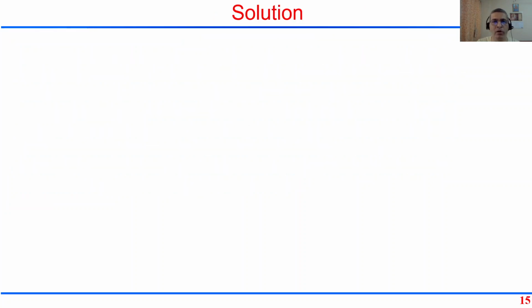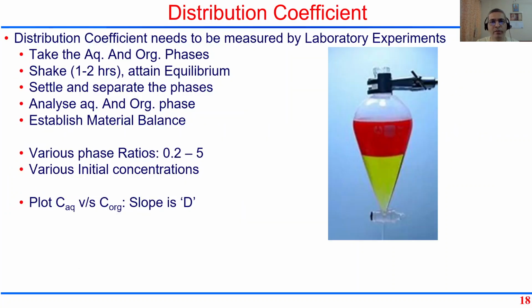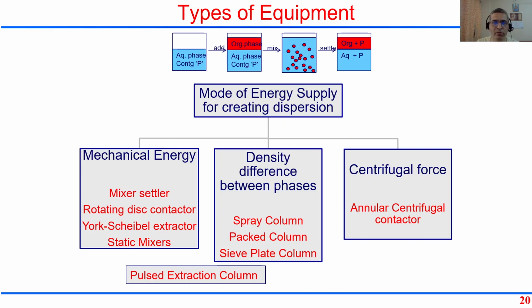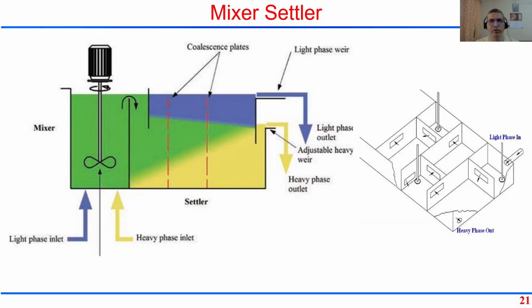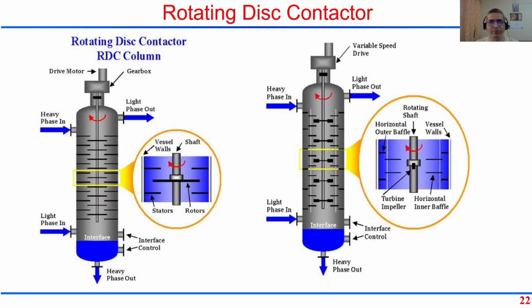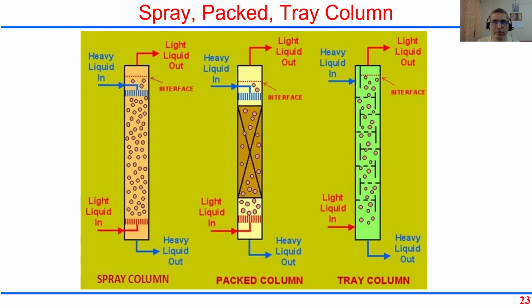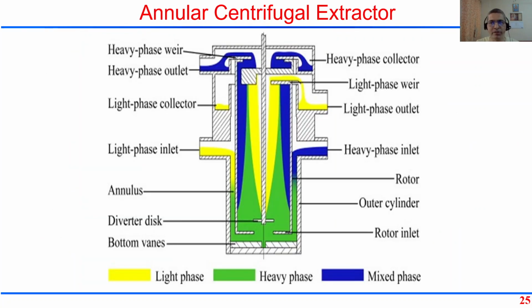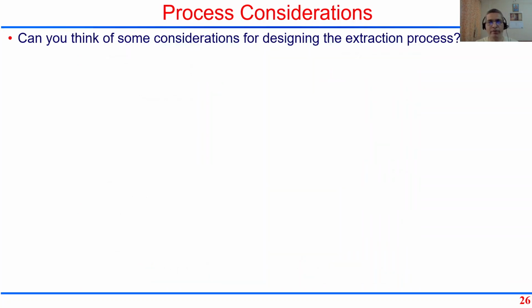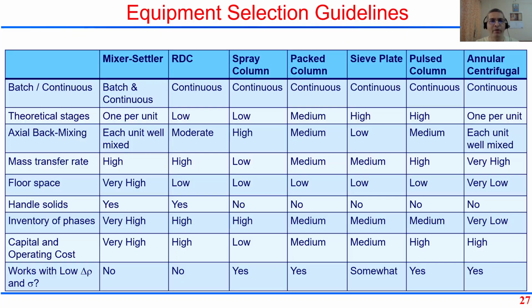And what we saw last time towards the end of the lecture was trying to look at different equipment. So we looked at mixer settlers, rotating disc contactors, spray column, packed column, pulsed extraction column, annular centrifugal extractor, and so on. And we tried to look at some of their basic characteristics.